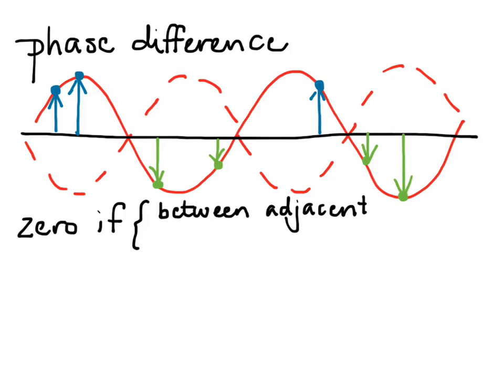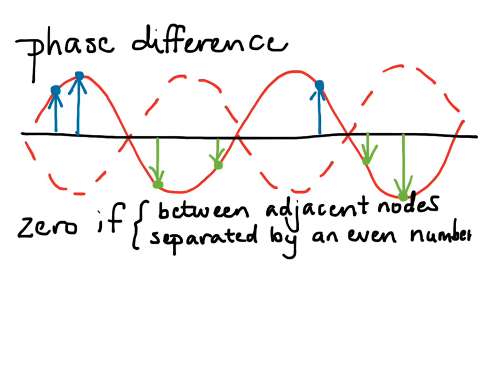So the phase difference is 0 if the particles are between adjacent nodes. So that's like these two. That particle and that particle are between the same two nodes, here and here. So any particle between those two nodes are in phase. Or if they're separated by an even number of nodes. So these two blue particles are still in phase with this one because they're separated by 1, 2 nodes, an even number.